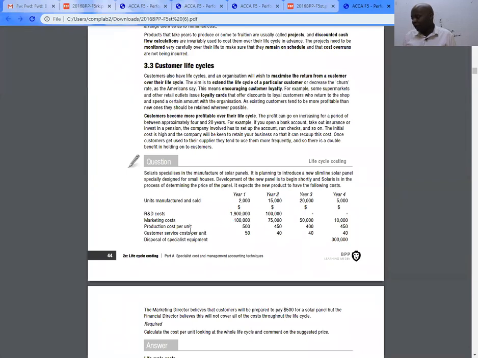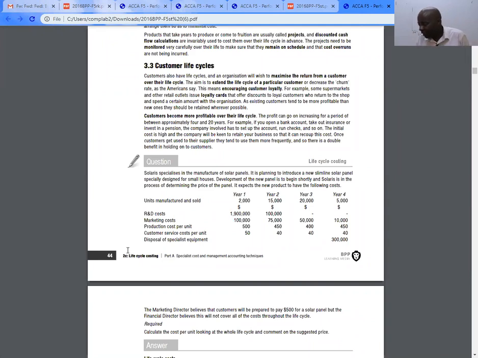And then we have the production cost, but per what? Per unit. So the production cost per unit, those ones you must multiply with the number of units. Like now here you will take 500 times 2,000 plus 450 times 15,000 plus 400 times 20,000 plus 450 times 5,000. Because ideally, I would want to get the total production cost over the entire life cycle for all the years.